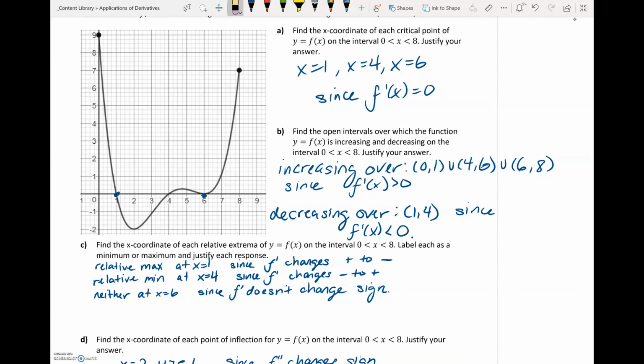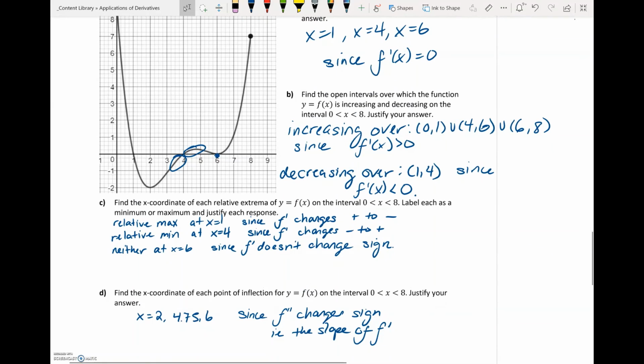Now looking for local max and min, we want to see when f prime changes from positive to negative. So we're going to have a max at x equals 1 because on either side, we're going from positive to negative. And then for our relative min at x equals 4, we're going from negative to positive y values. If you look at x equals 6, we don't have anything there because f prime doesn't change signs, positive to positive.